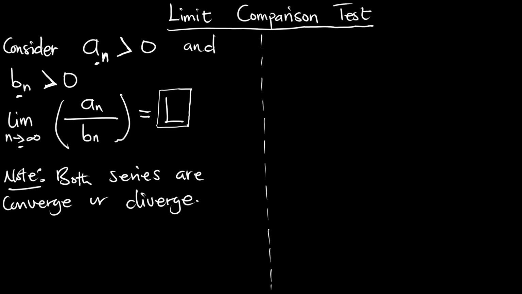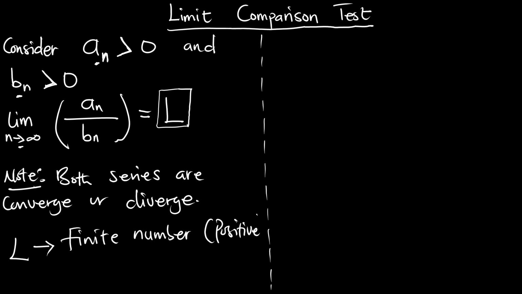So our L is going to be a finite number. So here our L is going to be a finite positive number. So a finite number that is what? Positive. If that is the case, then we can conclude that whatever way the first series is behaving, the second series is also behaving that way. It is very simple, very, very simple.